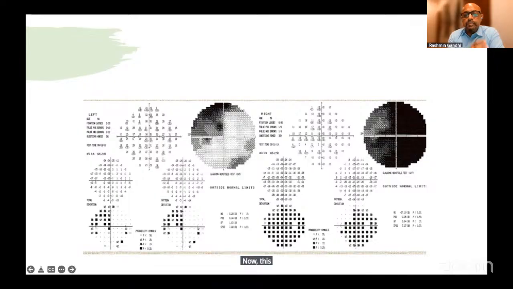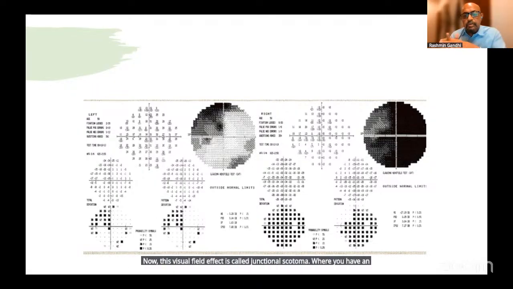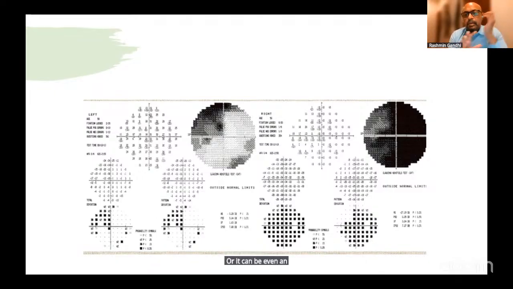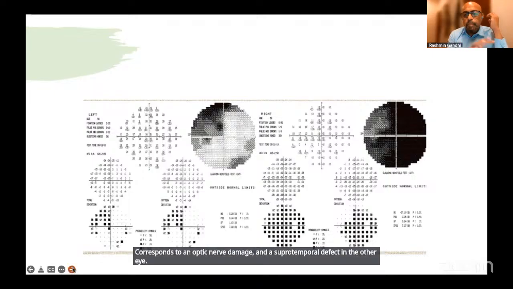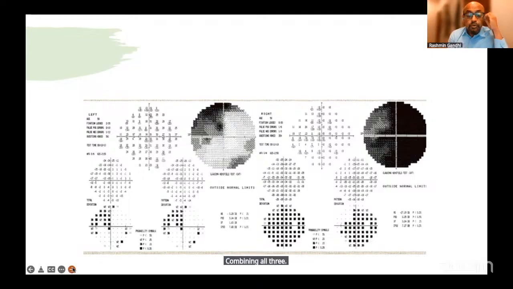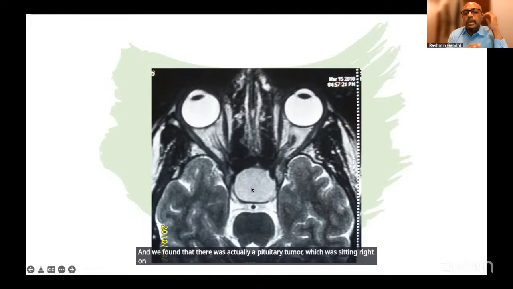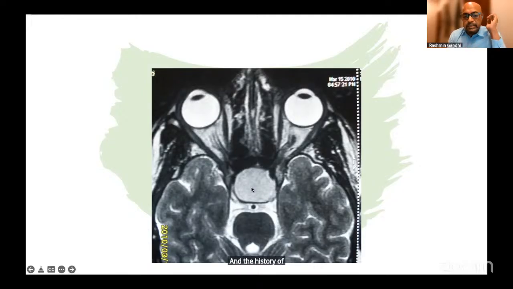Now, this visual field defect is called junctional scotoma, where you have an optic nerve defect, which can be a defect like this, or can be a central scotoma, or it can even be an arcuate defect, which is basically any defect which corresponds to an optic nerve damage, and a supratemporal defect in the other eye. Combining all three, the patient underwent neuroimaging, which was not done locally, and we found that there was actually a pituitary tumor sitting right on the optic chiasm, and the history of trauma was incidental.